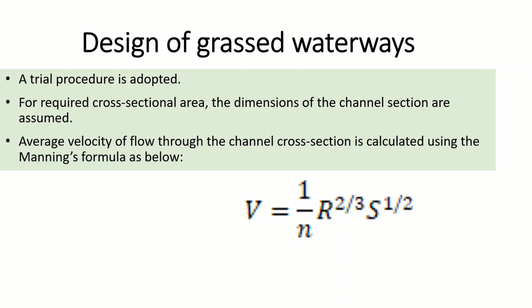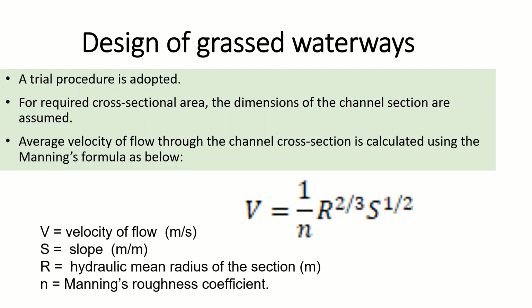In this Manning's formula, V is the velocity of flow in meters per second, S is the slope of that waterway, R is the hydraulic mean radius of the section, that is the hydraulic radius. It is A divided by P, and N is the Manning's roughness coefficient. So velocity and Manning's roughness coefficient are inversely proportional. The higher the roughness, the lower the velocity in the waterway. The higher the slope, the higher the velocity, because they are directly proportional.